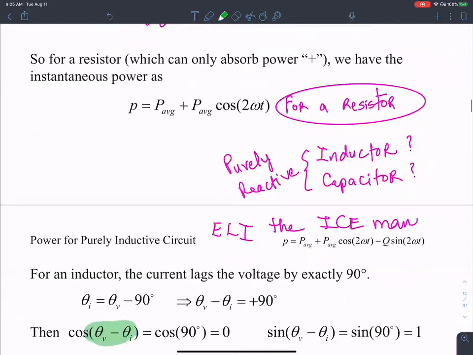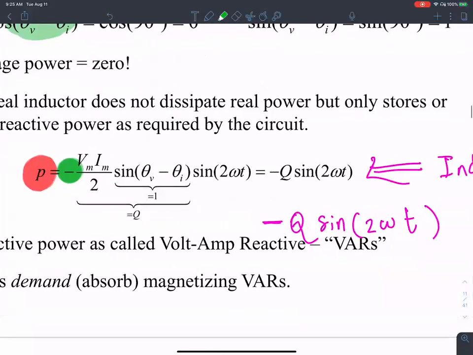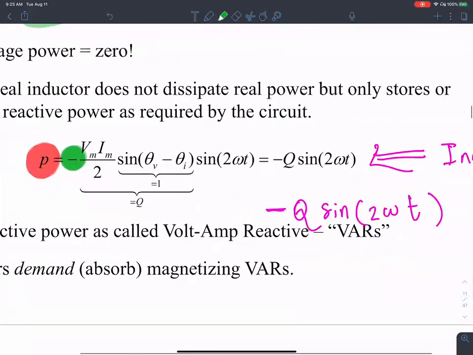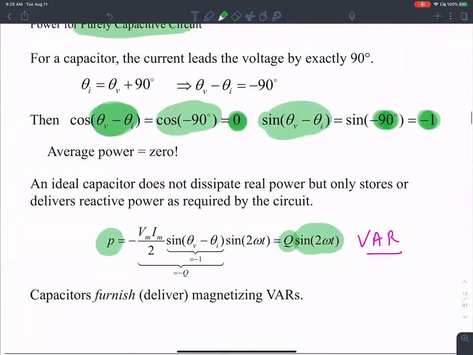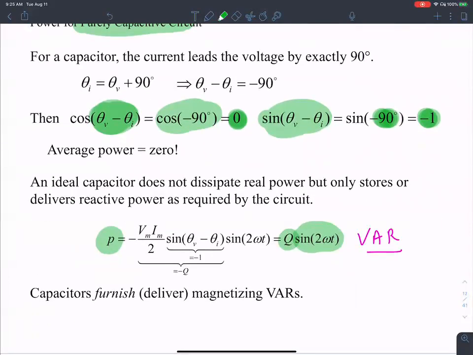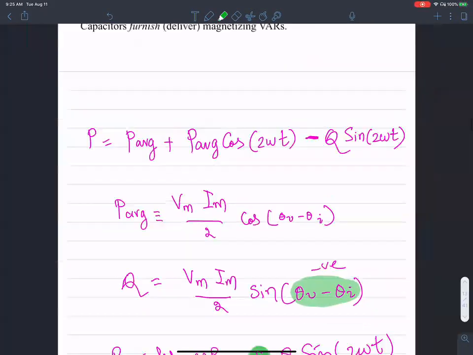Okay, in a purely inductive circuit, there's just the Q term with a negative sign. In a purely capacitive circuit, you have the Q term with a positive sign. Okay, this is what we discussed so far.